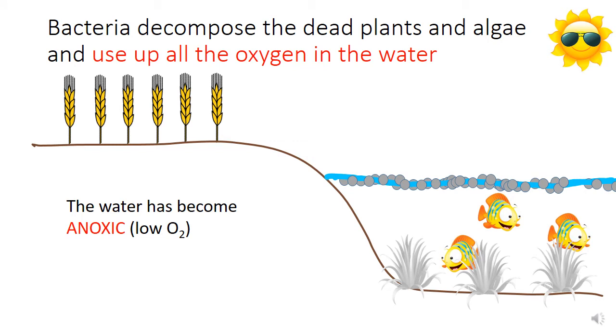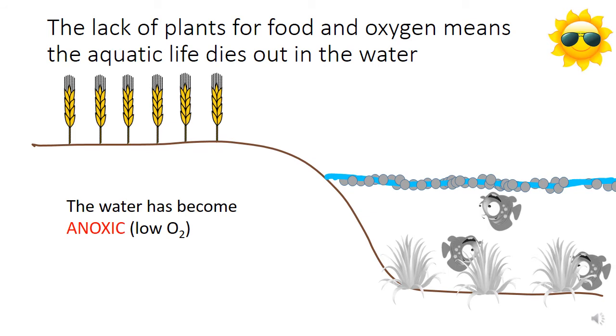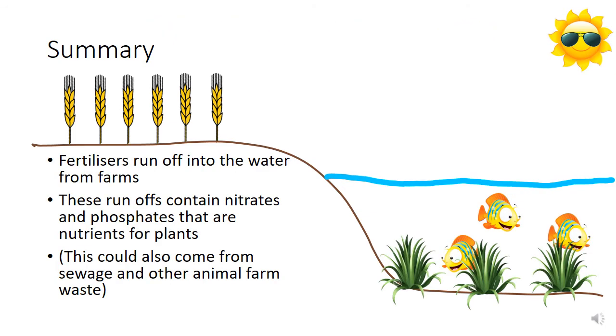The bacteria in the water decompose the dead plants and algae and use up all the oxygen in the water. The water becomes anoxic, which means a low oxygen concentration. The lack of plants for food and the oxygen means the aquatic life dies out in the water.